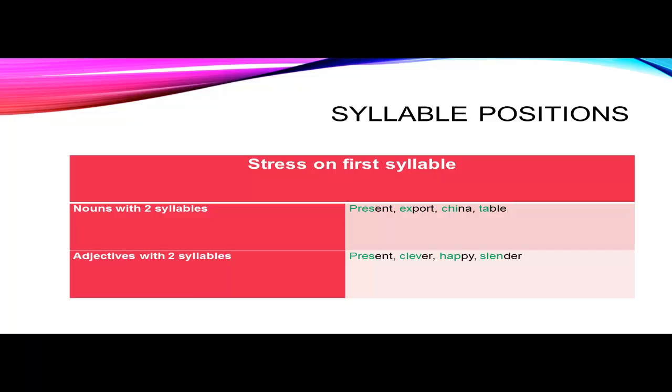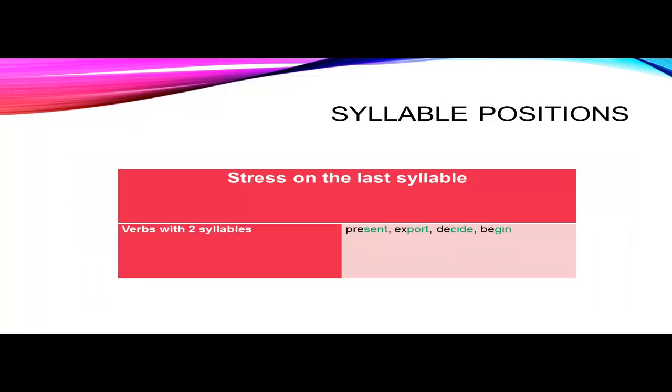For example, nouns with two syllables: present, export, China, table. Adjectives with two syllables: present, clever, happy, slender. But the stress is on the last syllable if the word is a verb, and these have only two syllables: present, export, decide, begin.